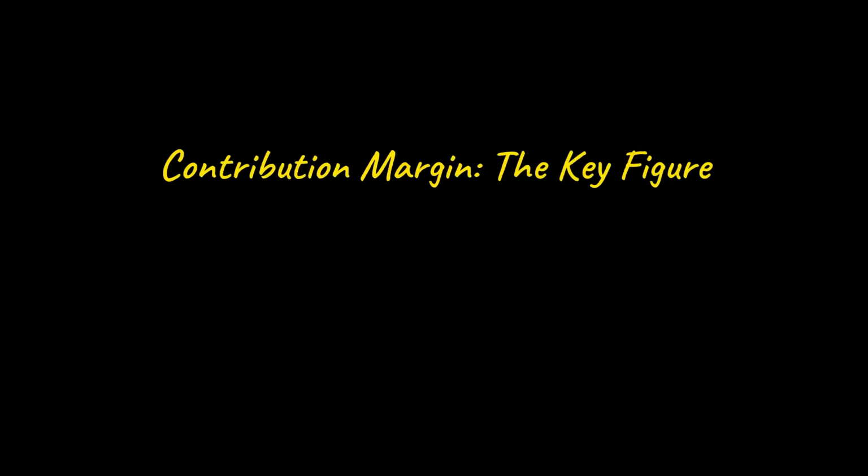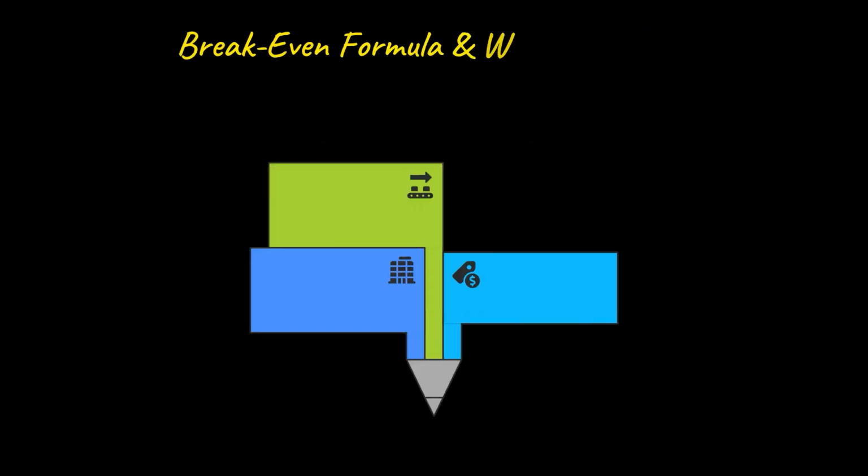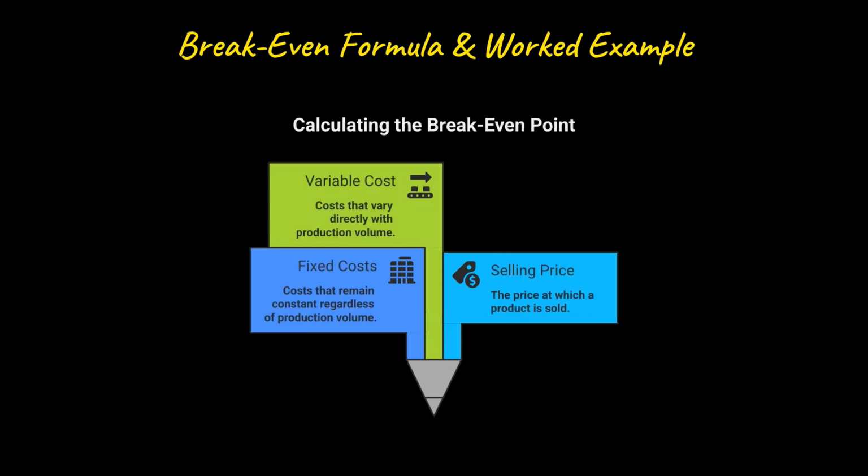The contribution margin is the selling price per unit minus the variable cost per unit. It represents what each unit contributes toward covering fixed costs once its own variable cost is paid. The larger the contribution margin, the fewer units are needed to break even. Dividing fixed costs by the contribution margin per unit gives the break-even point in units.